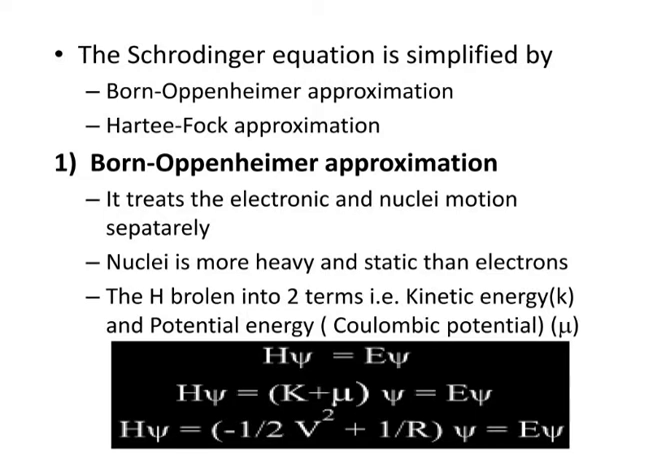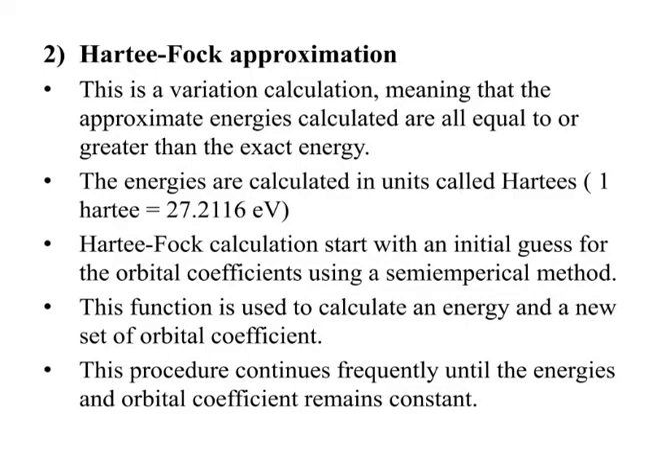You know the Born-Oppenheimer approximation. It treats the electronic and nuclear motion separately. Nuclei are much heavier and more static than electrons, and the Hamiltonian is broken into two terms, kinetic energy and potential energy, the Coulombic potential. You can see Hψ = Eψ, H = K + U, so Hψ = Eψ, H = -½∇² + 1/R, Hψ = Eψ. Now, the Hartree-Fock approximation.